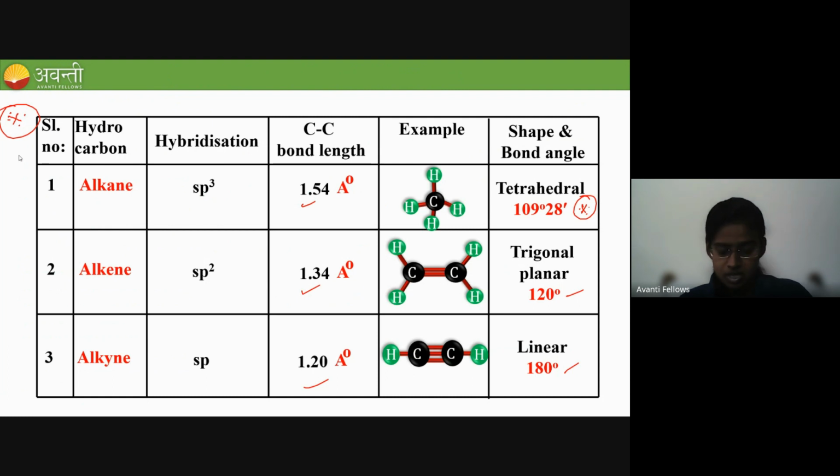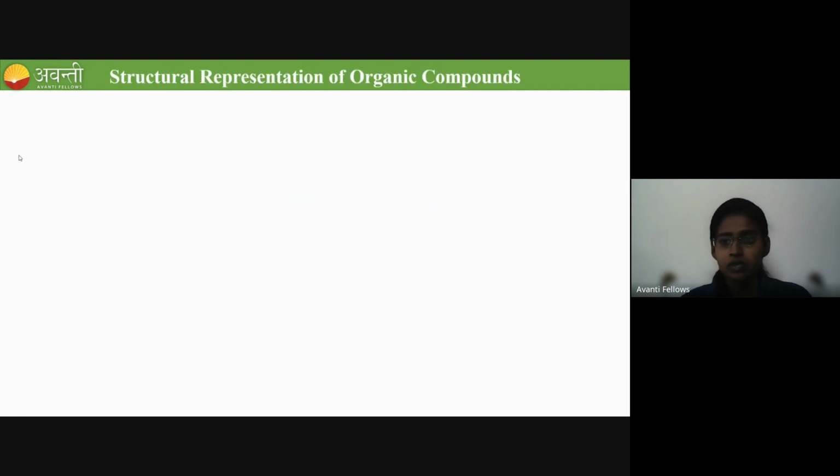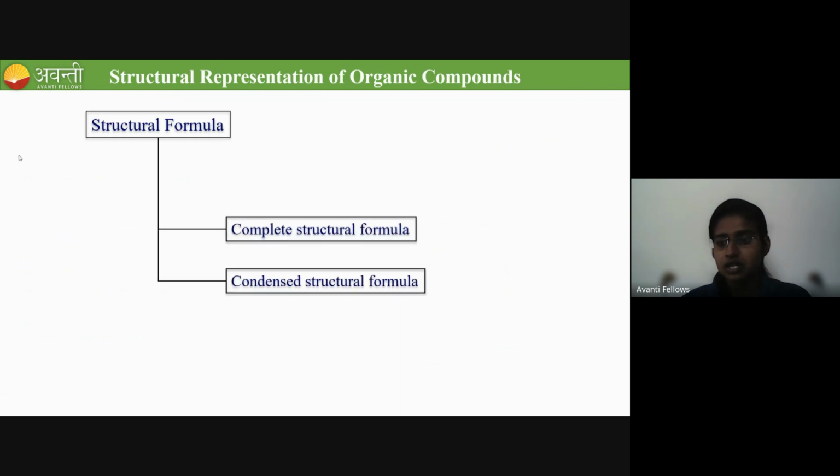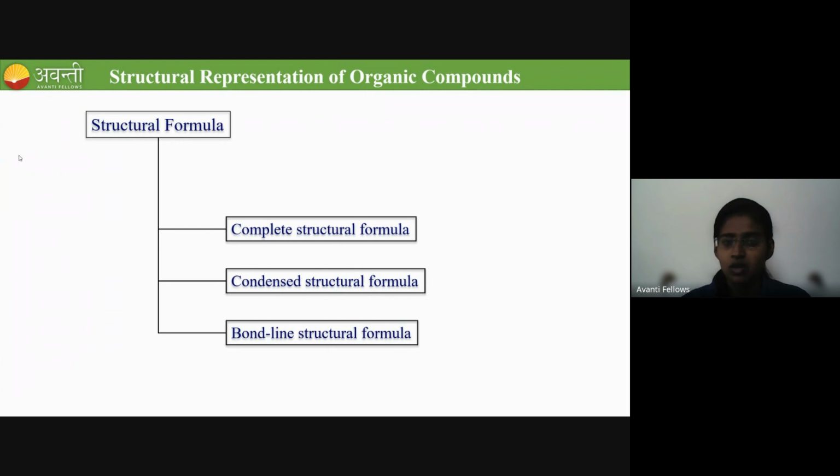Then coming to the representation of organic compounds, a structural formula can be represented in three ways. One is the complete structural formula, the second is the condensed structural formula, and the third is the bond line structural formula. Let me take an example and then explain all three. I'll take butane. What is the formula for butane? Do any of you know the formula for butane? How many carbon atoms will be there in butane? It is 4 carbon, C4H10.